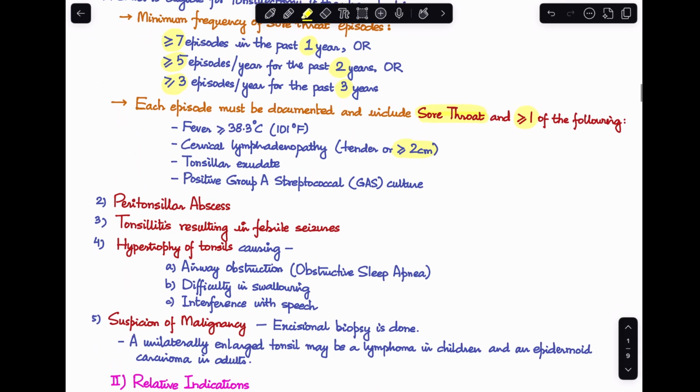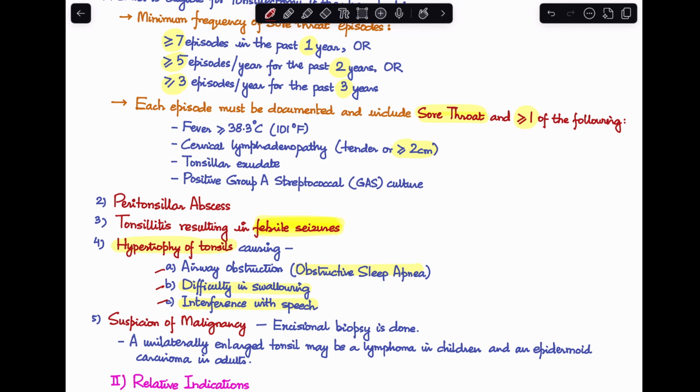Next indication is peritonsillar abscess. Third is tonsillitis, which results in febrile seizure. This is very commonly seen in infants or even in younger children, where tonsillitis can lead to the development of febrile seizures. Fourth, hypertrophy of tonsil, which can cause 3 things. One is airway obstruction, which is a case of obstructive sleep apnea. Second, difficulty in swallowing. And third, interference with speech. Whenever a hypertrophy of tonsil is causing these 3 complaints, at that time you should consider the case for tonsillectomy.